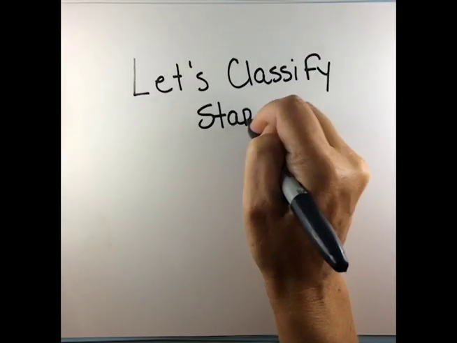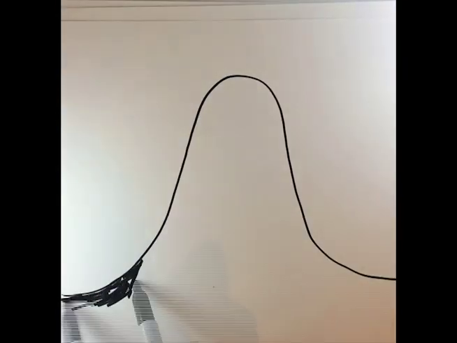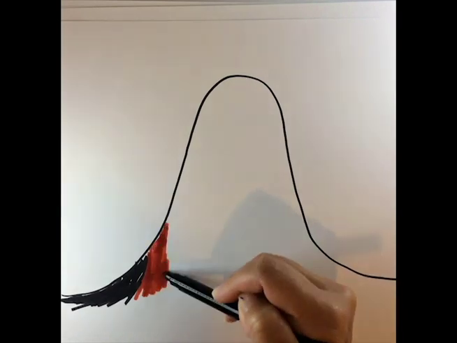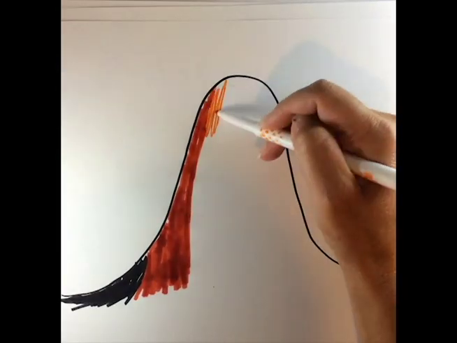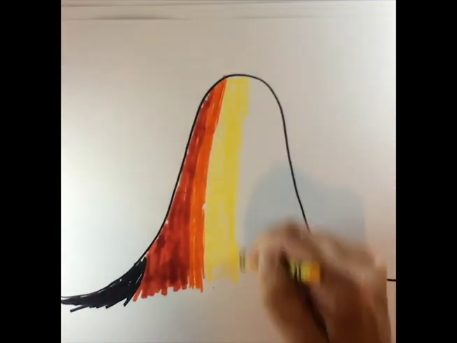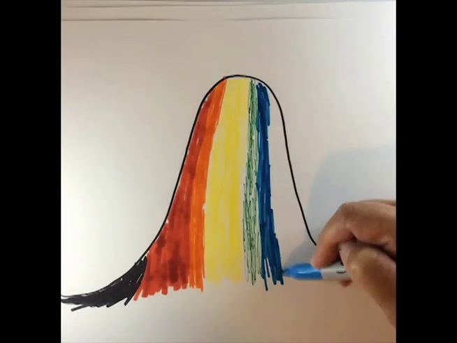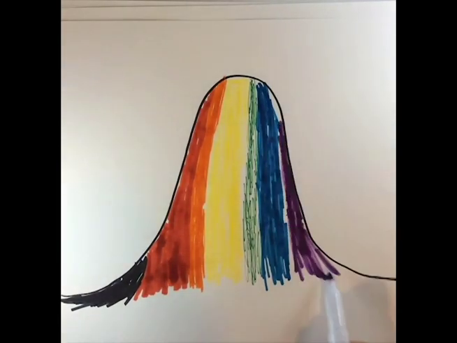Okay, let's learn to classify these beautiful balls of gas called stars. Stars are classified according to their spectra. A star's spectrum is the light it emits spread out in wavelengths. Stars have varied spectra and colors depending on their surface temperatures.